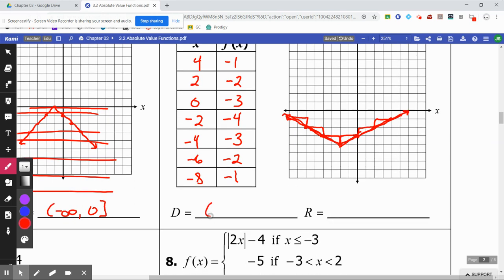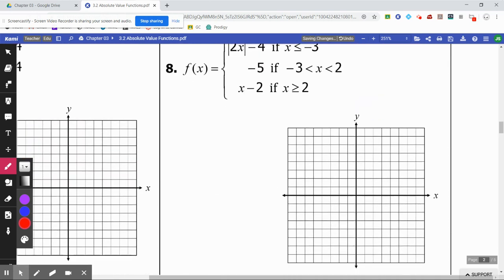So my domain is still all reals. You can plug in anything you want to. Your range, your graph starts here at -4 at your vertex, and it extends up forever. So therefore, that'd be -4 to infinity.